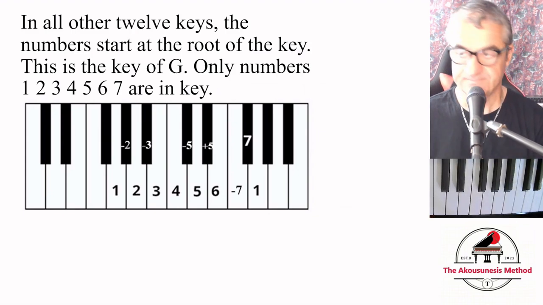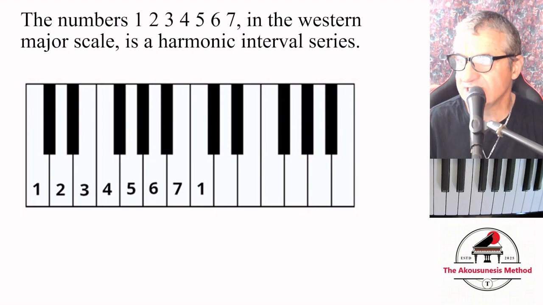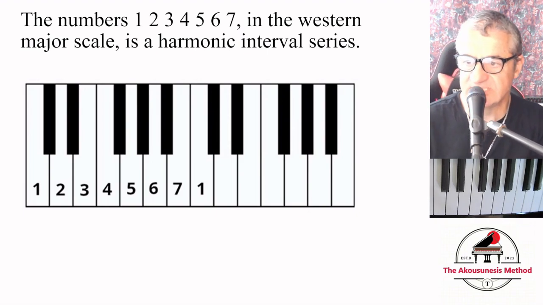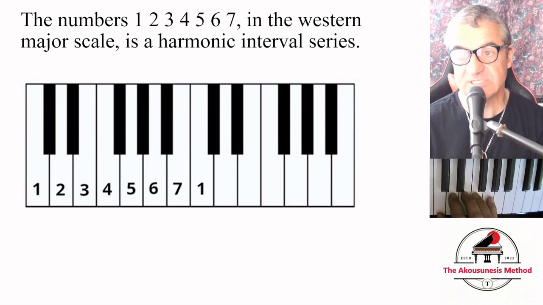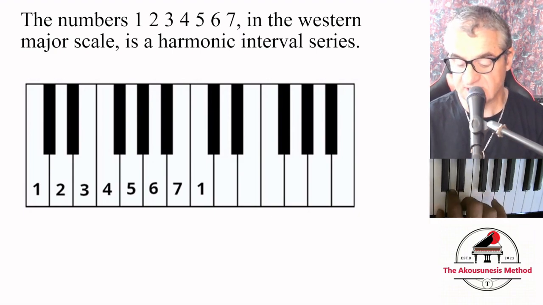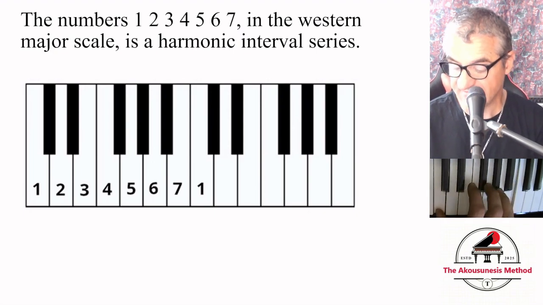High 1. Okay, the numbers 1, 2, 3, 4 in the Western major scale is called a harmonic interval series. It's harmonic because we're talking about intervals in reference to a bass note. So that's a second, that's a third, that's a fourth, that's a fifth, sixth, seventh, 1.